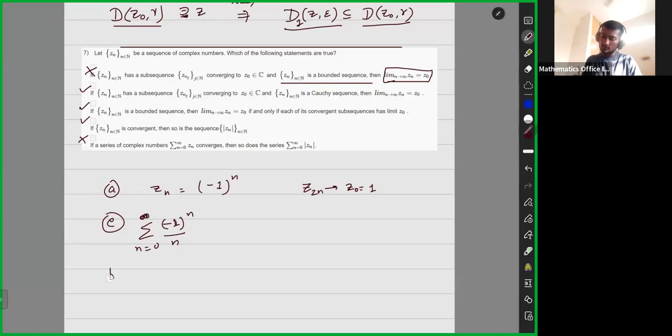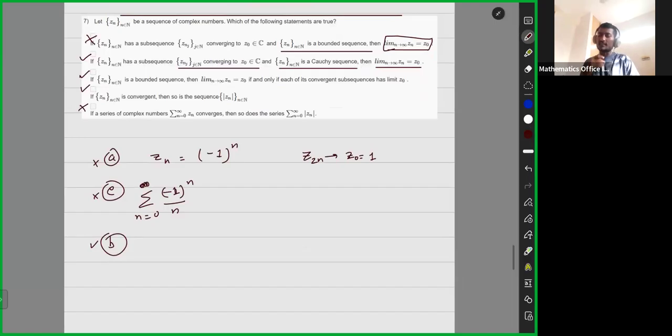How is B true? Someone is saying it is true. How is it true? A subsequence converging to Z naught and Zn is a Cauchy sequence, then Zn converges to Z naught. How will you write this? Because Zn is Cauchy, what happens? So let me explain. No need to write the solution.